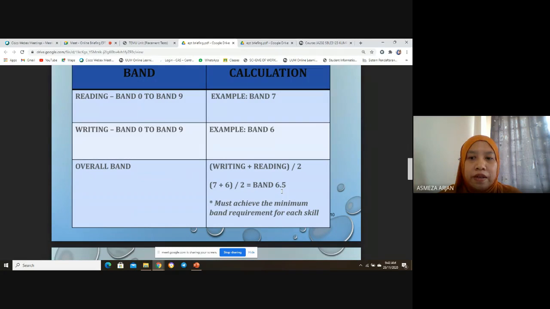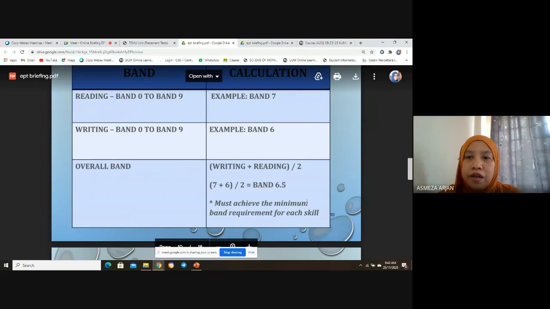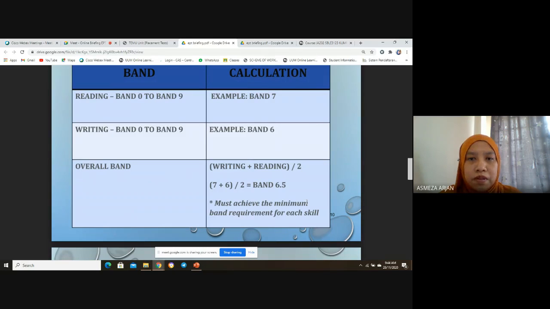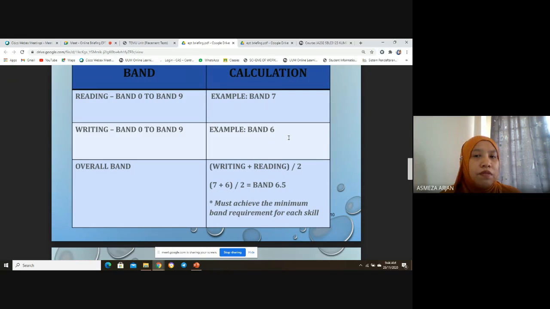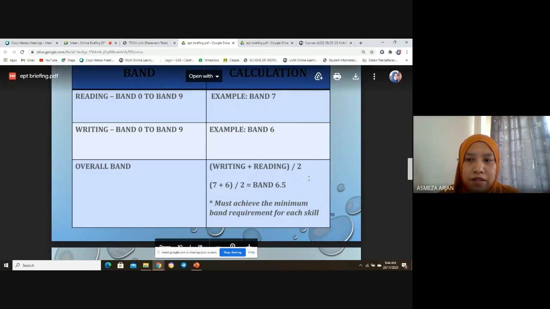If you get this, meaning for English medium subject, yes, you will pass. You'll be exempted. But for Banner and Com, would you pass? The answer is still yes, because you need to score a minimum of 6 for each skill, and you must score an overall band of 6.5. So if you are a Banner student, you will still pass with this kind of result.